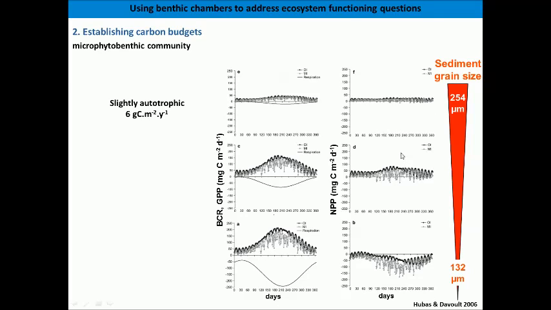You then observe that at the sandy station you have a slightly autotrophic system with 6 grams of carbon per meter square per year being produced. At the intermediate station, you have again an autotrophic system, whereas at the muddy station, you have a heterotrophic situation where there's a net consumption of -9 grams of carbon per meter square per year.